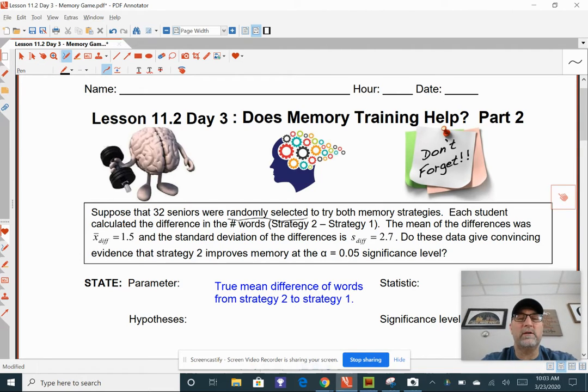Each student calculated the difference in the number of words, strategy 2 minus strategy 1, just like we did in class. The mean of the differences was 1.5, and the standard deviation of the differences is 2.7. Do these data give convincing evidence that strategy 2 improves memory at the alpha equals 0.05 significance level?